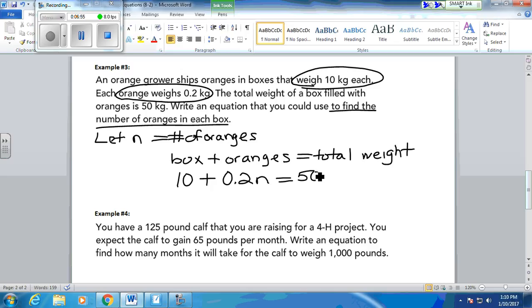Now I know that you guys could solve this problem without writing an equation, but the practice for tonight is that we're actually learning how to write the equations. I'm going to let you guys go ahead and try number 4. When you come back, it will be ready.